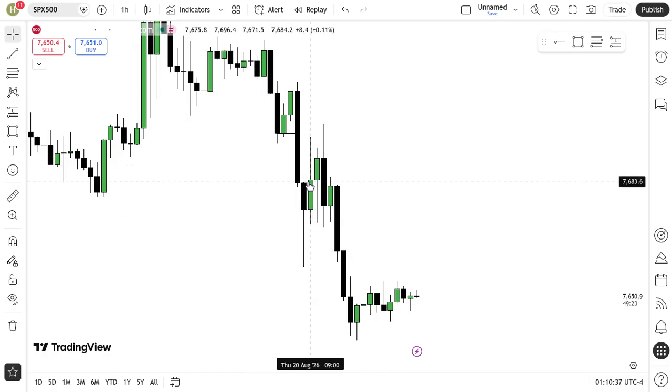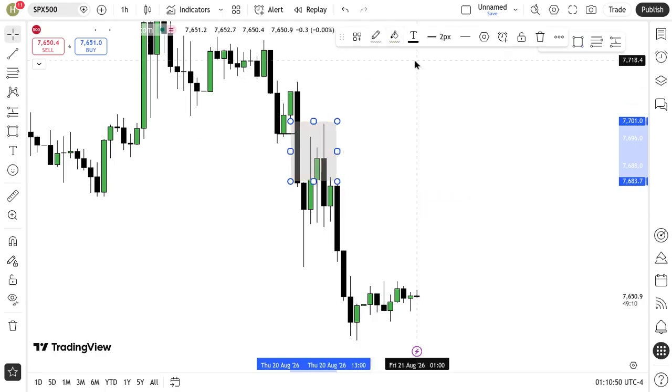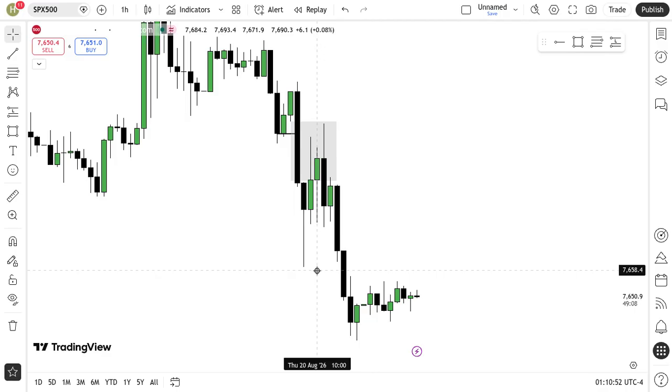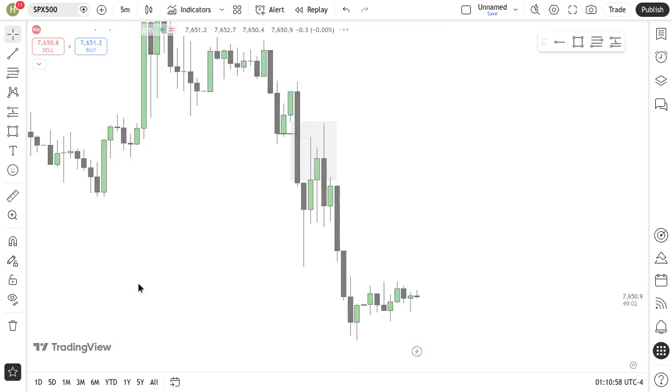Our next step is we wait for a fair value gap to form. We see this candle closes, we form a fair value gap right here. So we can mark out that fair value gap. That is now our second step done. Our third step is we wait for price to come into the fair value gap, and then we go on the 5-minute time frame to see if we can find an entry model.